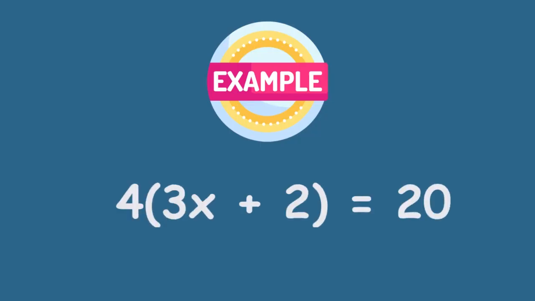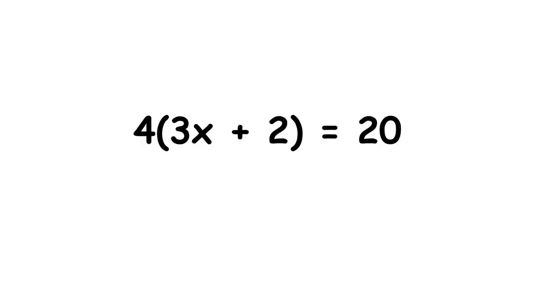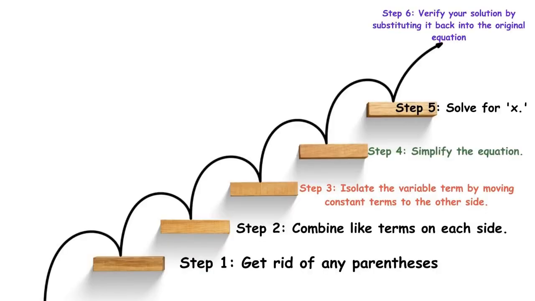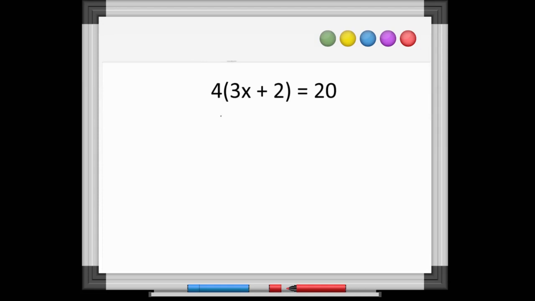Now, let's tackle a slightly more complex example. Example 2: 4(3x + 2) = 20. Recall the step-by-step solving process. Step 1. Distribute the 4 on the left side to remove the parentheses. 12x + 8 = 20. Step 2. Combine like terms. 12x = 20 - 8. Step 3.